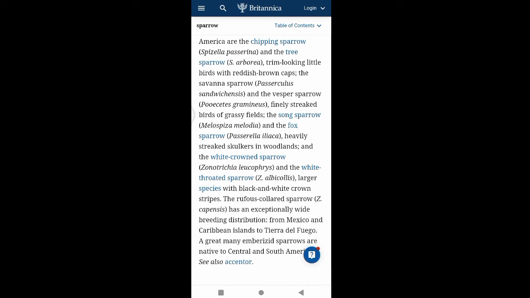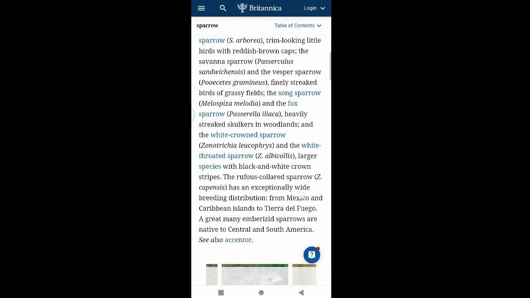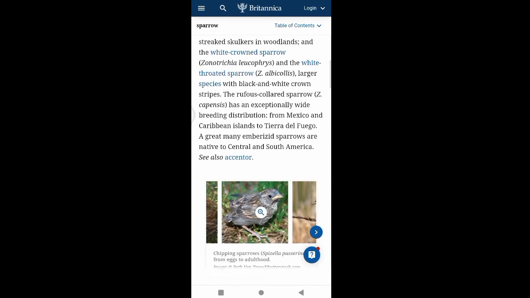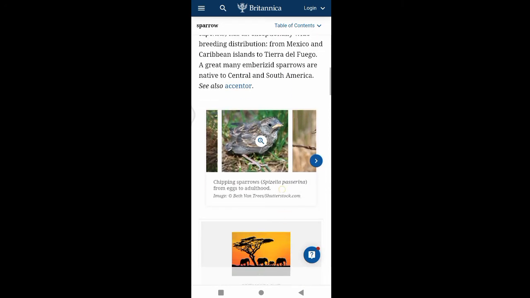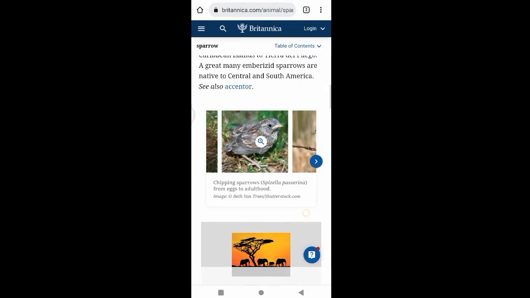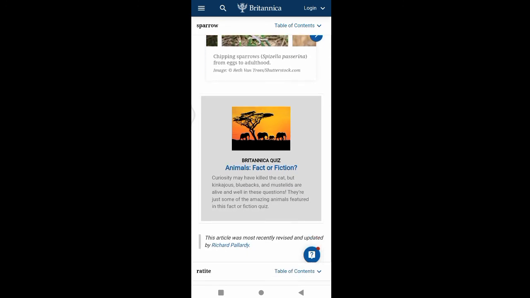Many sparrows are nationally common to the country and South Africa. Well, sparrow is a beautiful bird.